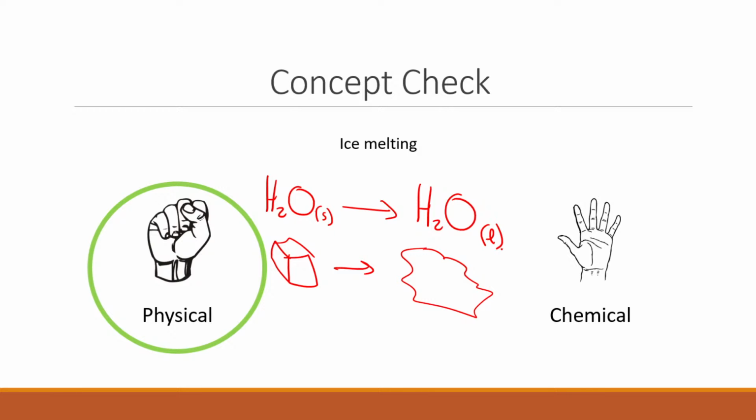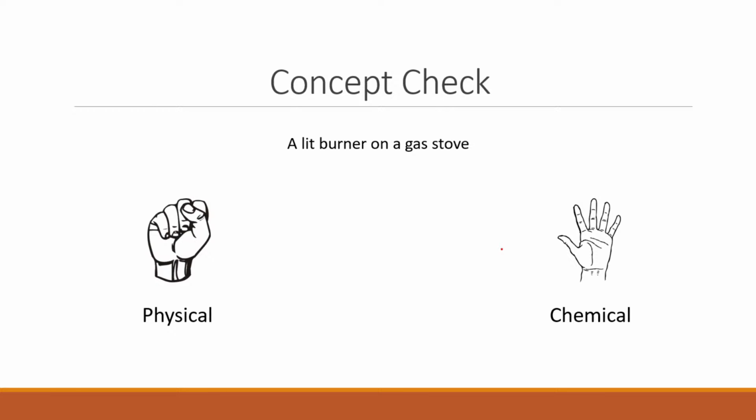Right. What about lighting the burner on your gas stove? Chick, chick, chick, chick, chick. Now you've got some fire coming out of your stove. The change happening to that gas, is that a physical change or a chemical change happening to the gas coming out of the stove?